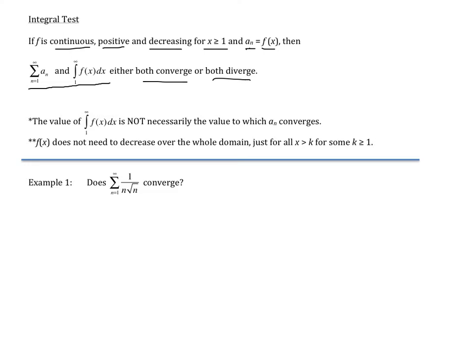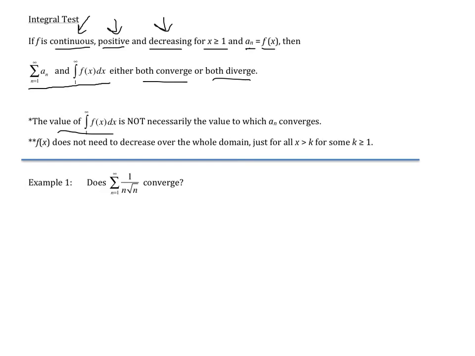So that's a pretty simple thing. The most difficult part of it is just remembering to check if it's continuous, positive, and decreasing. Okay, a couple important notes to consider: when we take the improper integral, if it equals a number, that tells us that the series converges, but it does not tell us what the series converges to. So the value of the integral is not necessarily the value to which that series is going to converge. So be careful. You don't want to just grab that number that the integral equals and say that that's what the series converges to, because that's not necessarily true.